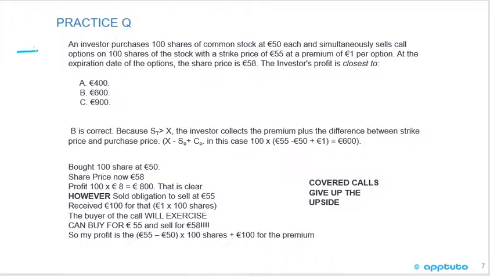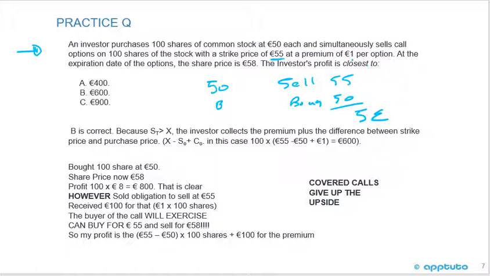Okay, I hope that you're going to see that these covered call questions are actually not all that difficult if you just talk your way through it again. It's just buying and selling stocks. So I bought 100 shares at 50 euros, okay? So that's my price. I bought at 50 euros. And I've sold the call option. I have an obligation to sell at 55, okay? So sell at 55, and I bought at 50, okay? So that's a profit of 5 euros per share.